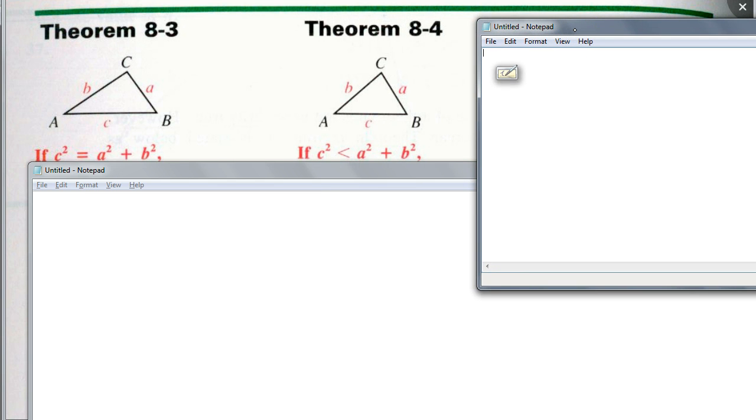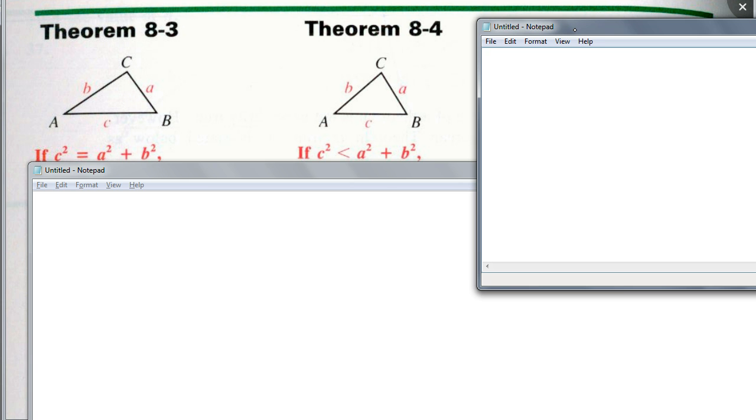If C squared is less than A squared plus B squared, I want you all to talk about this with your group. What do you think is going to happen? What do we say about C of this triangle? C is the longest side. What if C squared was less than A squared plus B squared? Brandon, can you guess what might happen?